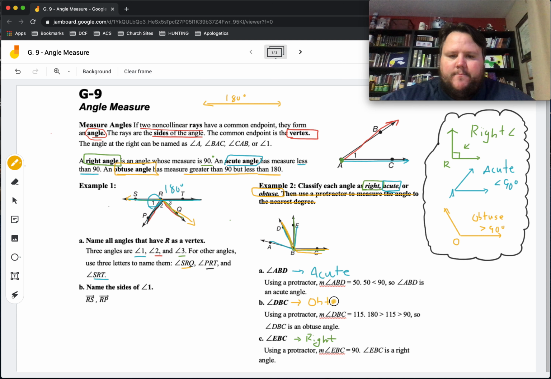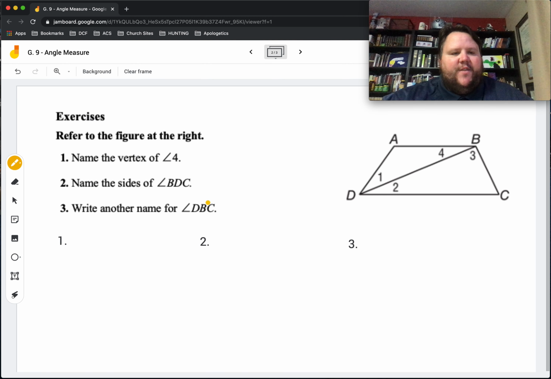And that's it, guys. That's what you guys are doing today. If you notice, this is very similar to the first example. Name the vertex of angle 4. So you're going to have angle 4 and your vertex is B here.